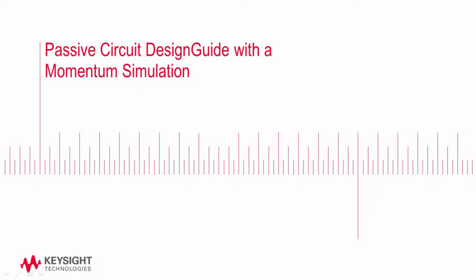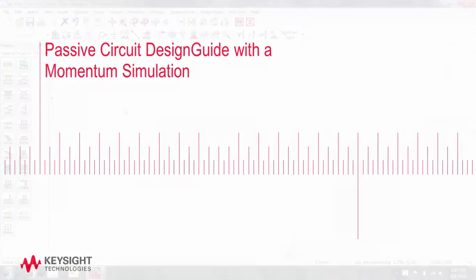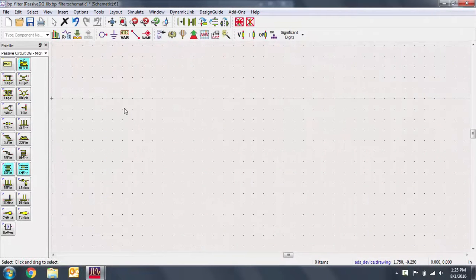In this video, we'll use the Passive Circuit DesignGuide to create a microstrip bandpass filter. Following that, we'll move to a layout view to define an EM setup for that filter and run a simulation in Momentum.